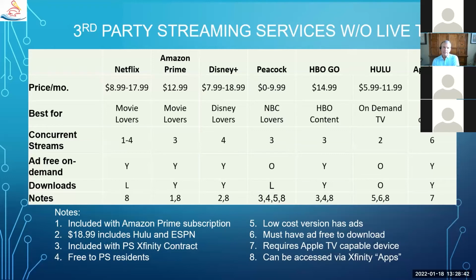So they have some limitations. That's the concurrent stream. So how many streams can you have? How many people can be watching different shows at the same time? That's what that next row is for.